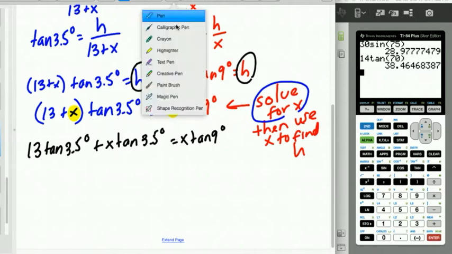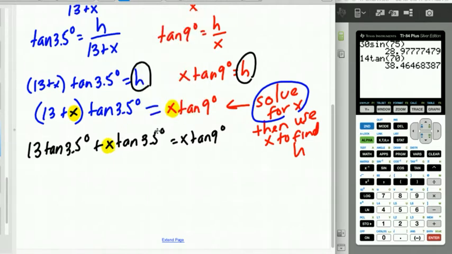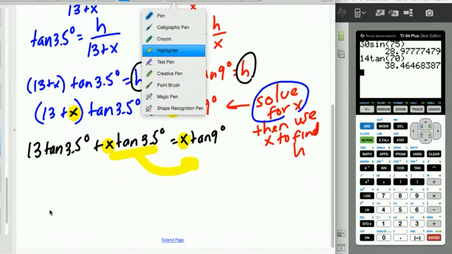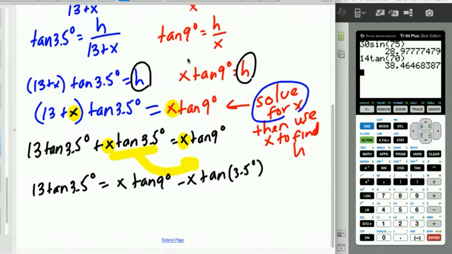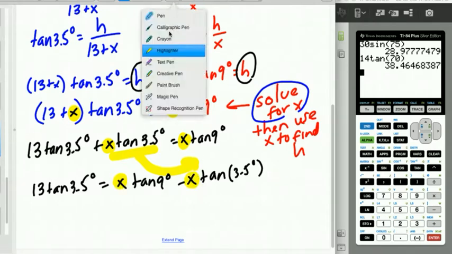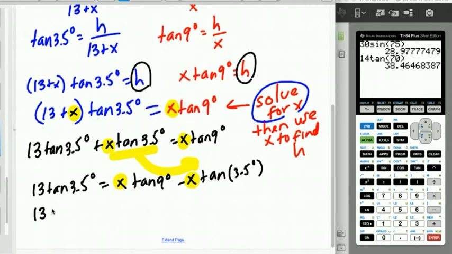So now, remember, I'm solving for that x. Everybody else is just a number, right? So I'm solving for this x. So what I'm going to do is take this whole thing and move it to the other side. So I'm going to get 13 tangent of 3.5 degrees equals x tangent of 9 degrees minus x tangent of 3.5 degrees. Now I see that I have these two x's on the same side, so I can factor out their coefficients. I can factor out the x essentially and just combine the coefficients. So I'm going to get 13 tangent of 3.5 degrees equals x times this ugly monstrosity.